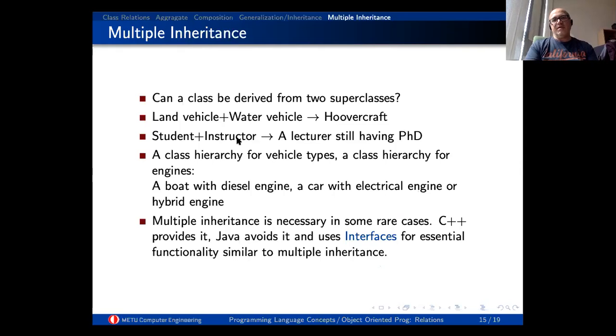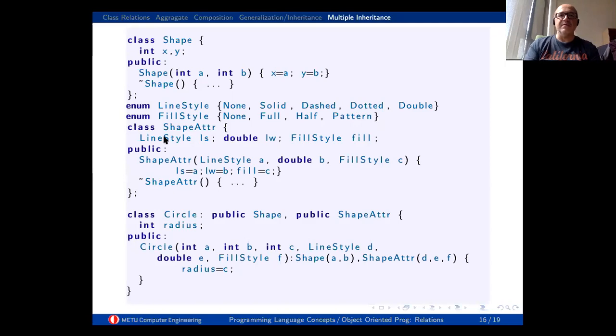It is not an essential part of object-oriented programming. Some of the languages just choose not to have it, like Java. Java doesn't allow multiple inheritance. Instead, it uses interfaces to define a similar behavior, not exact behavior. However, Python chooses to have it. C++ chooses to have it. So multiple inheritance is avoided, especially in object-oriented design of software.